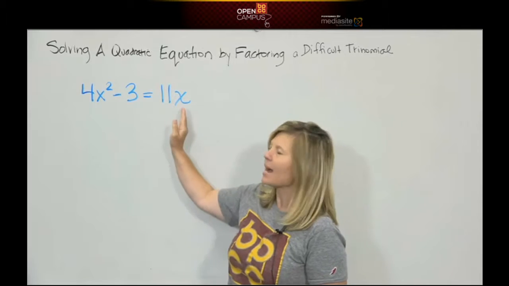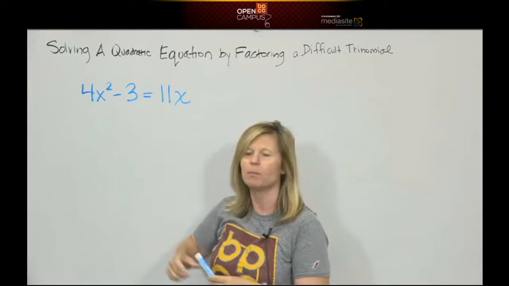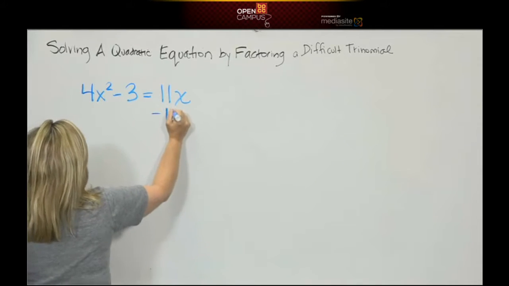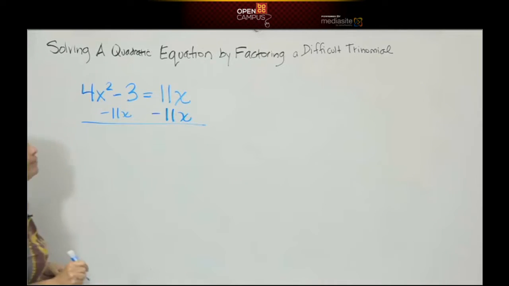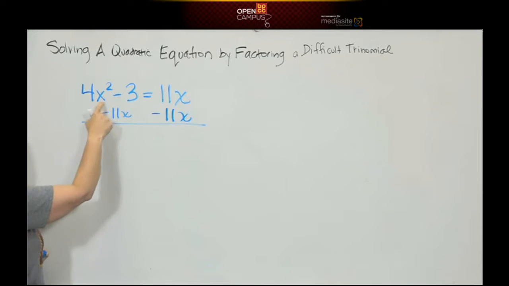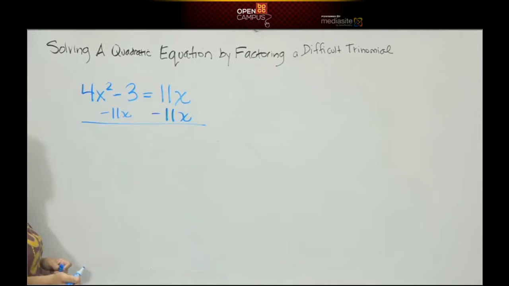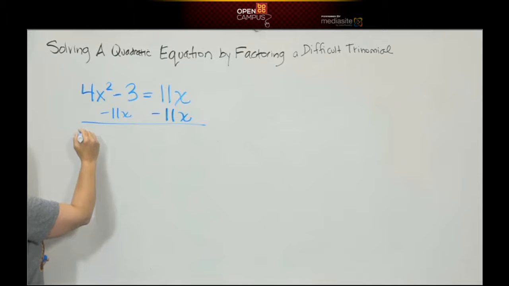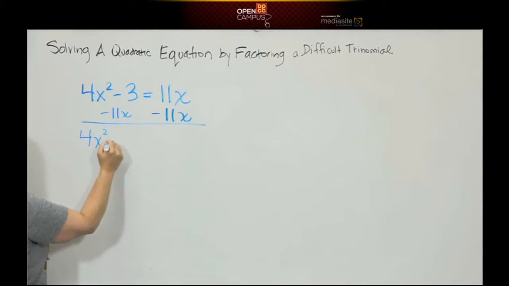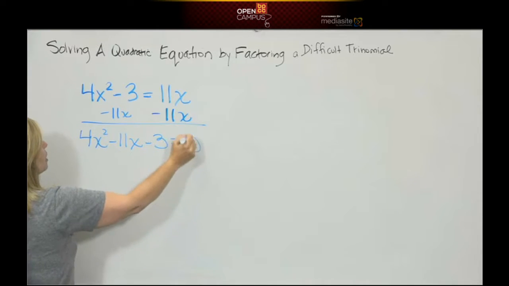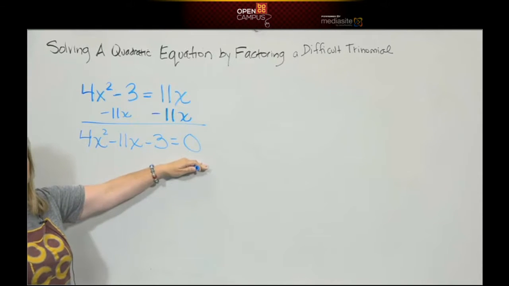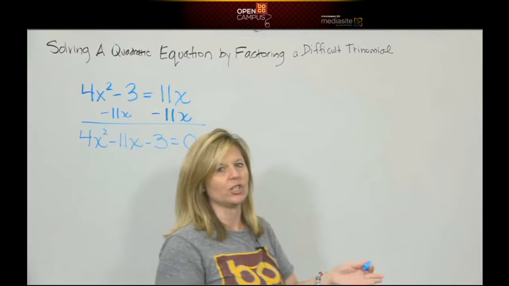So on the right side, I have to move my 11x over by doing the opposite operation, which is subtracting. All right? On the left side, I have 3 terms. None of them are alike, so I have to write them in the correct descending order. So this would be 4x squared minus 11x minus 3 equals 0. It is very important to keep the equal 0 to preserve the equation.